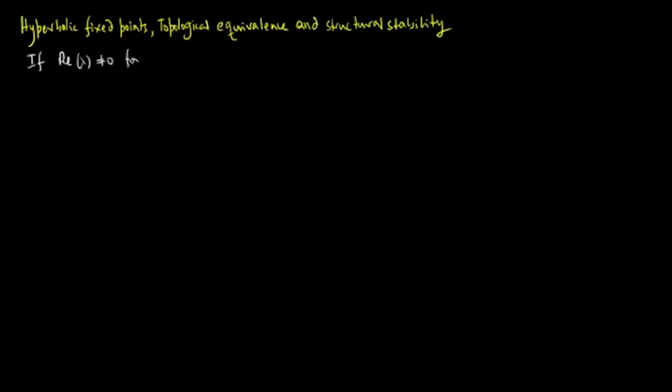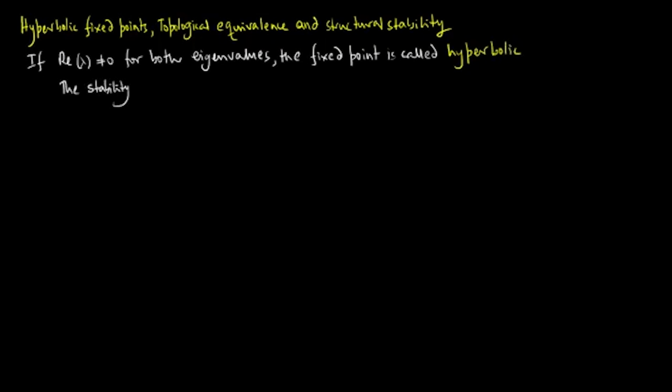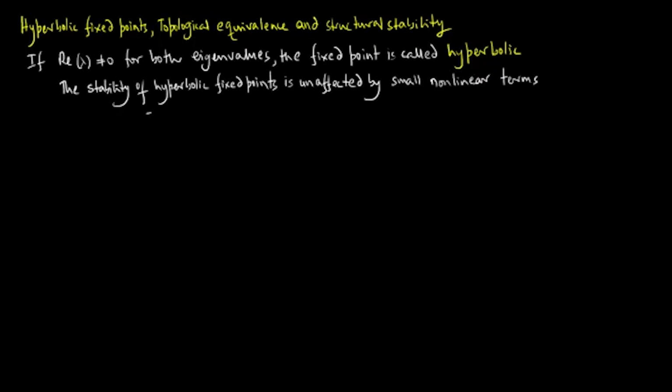We now offer some comments on hyperbolic fixed points, topological equivalence, and structural stability. If the real part of lambda is not equal to 0 for both eigenvalues, then the fixed points are called hyperbolic. The stability of hyperbolic fixed points is unaffected by small nonlinear terms. Non-hyperbolic fixed points are the fragile ones.